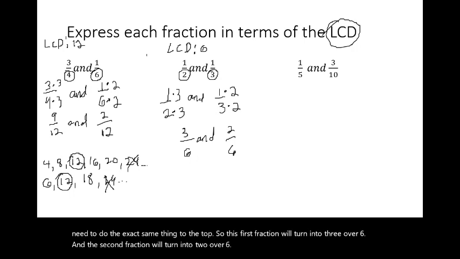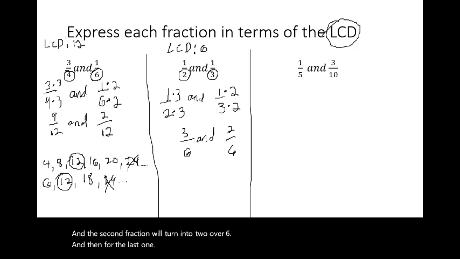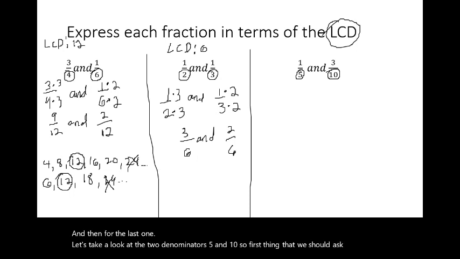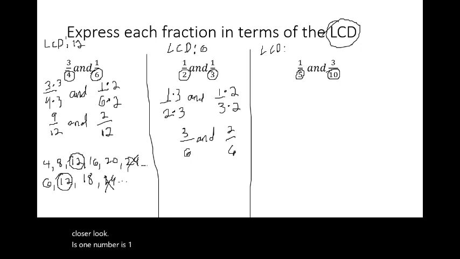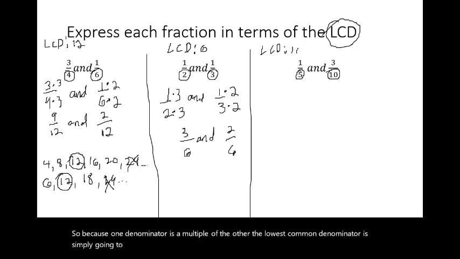And then for the last one, let's take a look at the two denominators, 5 and 10. So first thing that we should ask is, do these two denominators have a common factor? Yes, they have a common factor of 5. But let's take a closer look. Is one of the denominators a multiple of the other? Yes, 10 is a multiple of 5 because 5 goes into 10. So, because one denominator is a multiple of the other, the lowest common denominator is simply going to be the larger of the two. So the lowest common denominator is going to end up being 10.